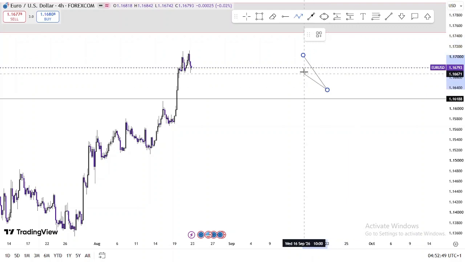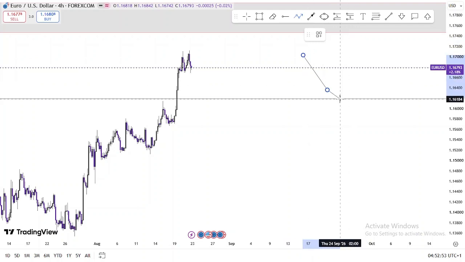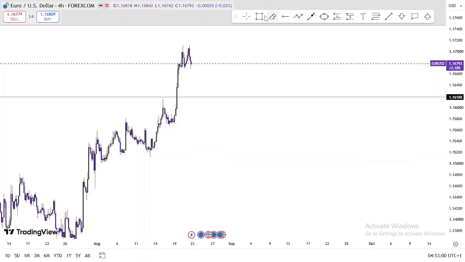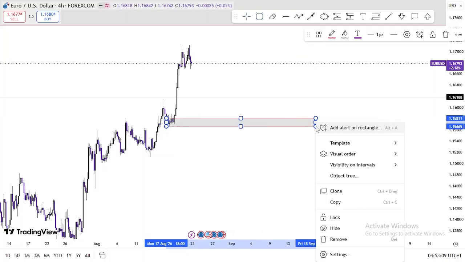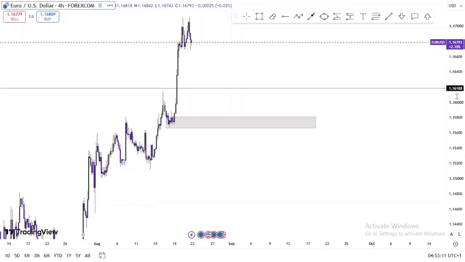So zoomed in, we should be looking for again a pullback before a continuation back up. So the pullback might be slight, let's say, in and around these areas, or it might come back to retest this area here, to two areas. But then I would just be more on the cautious side too. I'll mark out this demand area here, because it's a strong area of demand.